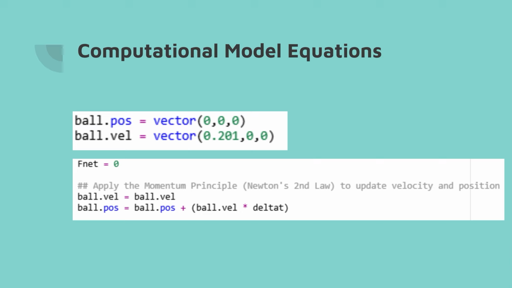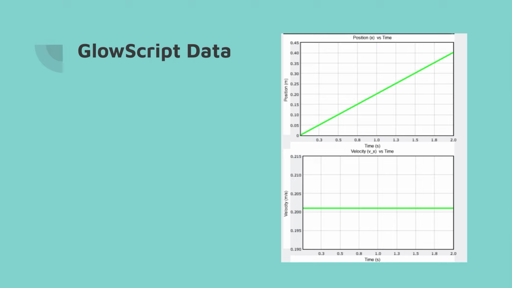This is the computational model equation. I built a computational model in CoSpaces script. I set the initial position to 0 meters, the initial velocity to 0.257 meters per second, and set the net force to 0 so that the program would simulate constant velocity motion. The code used the same physics formulas I mentioned earlier to calculate the predicted position at each time step. The simple model represents the ideal case of an object moving with no unbalanced forces. And this is the data that I got from the CoSpaces script.